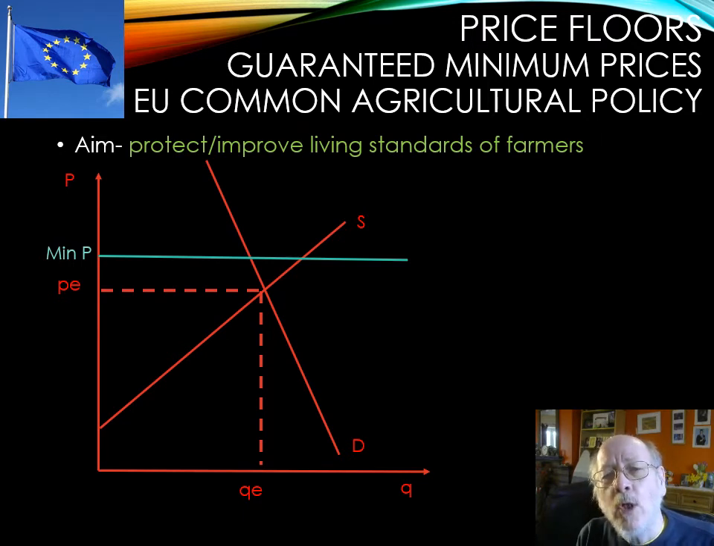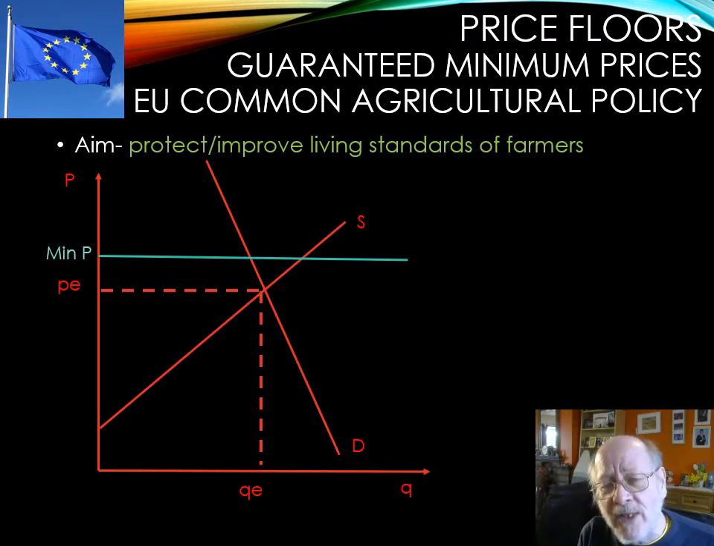However, when we look at the EU Common Agricultural Policy as an example of a price floor, a guaranteed minimum price of agricultural produce, my sort of fanaticism for the EU does tend to fall just a little bit. So again, the aims of these things are usually good. In this particular case, it was a good aim.